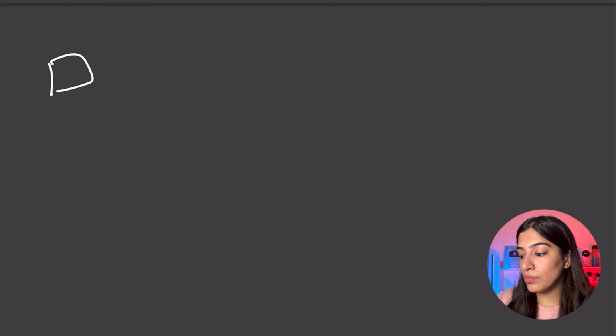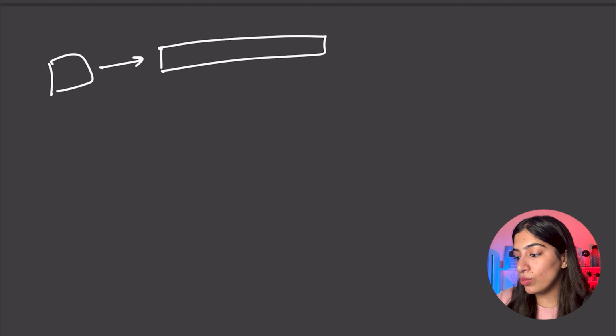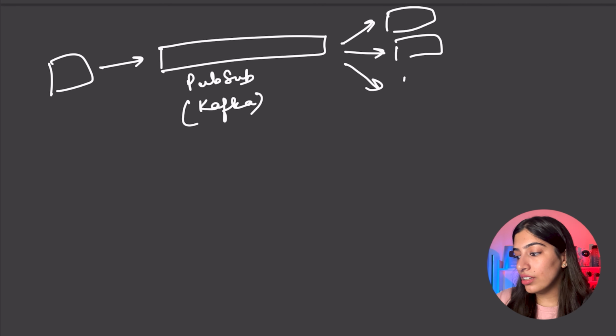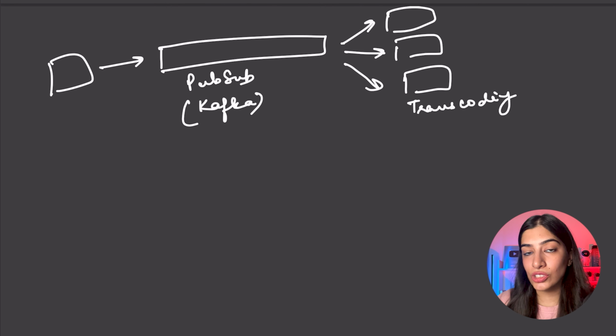Why a pub sub? There will be one service that will be responsible for adding to our pub sub. In this case, we'll be using Kafka in our project. And from here, different services can pick up the same message and use it. So suppose there is one service for transcoding. It can consume the message and transcode the video.